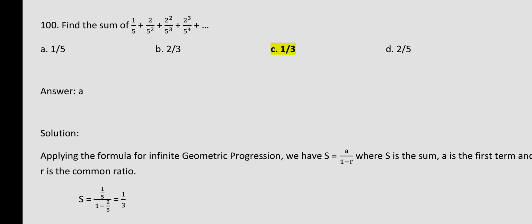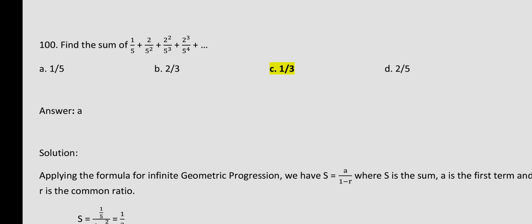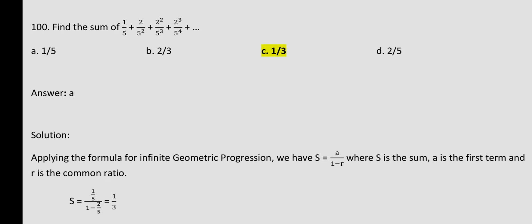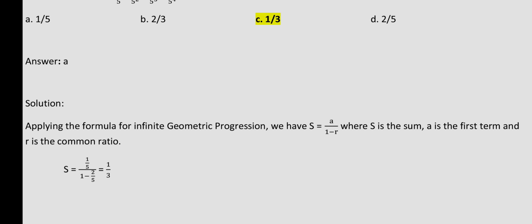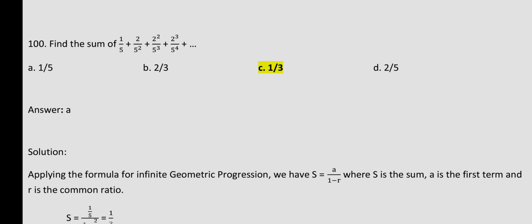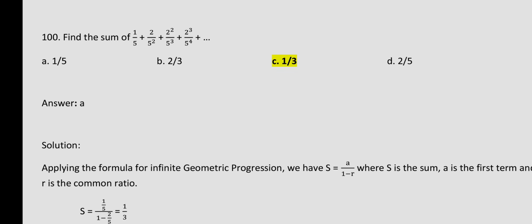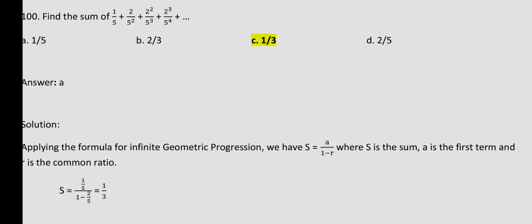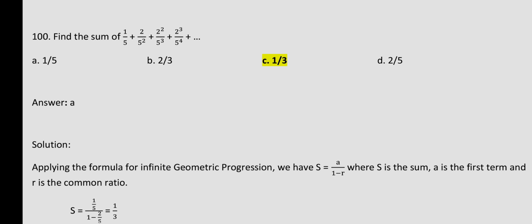Pero tandaan nyo, geometric progression yan, kasi naka-dot, so on and so forth. Applying formula, infinite kasi yan geometric progression. Pag geometric, di ba, involve ang fraction dyan. So therefore, applying the formula for infinite geometric progression, we have S equals a over 1 minus r. S is the sum, a is the first term, and r is the common ratio.